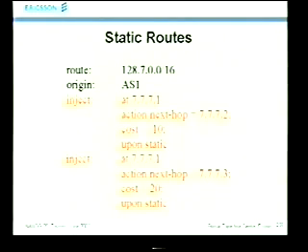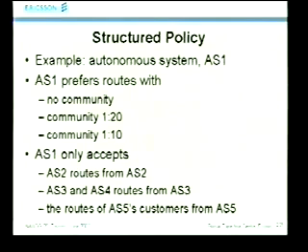You can also have structured policy. For example, an autonomous system AS1 prefers routes with no community, community 1:20 or community 1:10. And AS1 only accepts AS2 routes from AS2, and AS3 and AS4 routes from AS3. And the routes of AS5 customers are only accepted from AS5. So we have a structured policy.